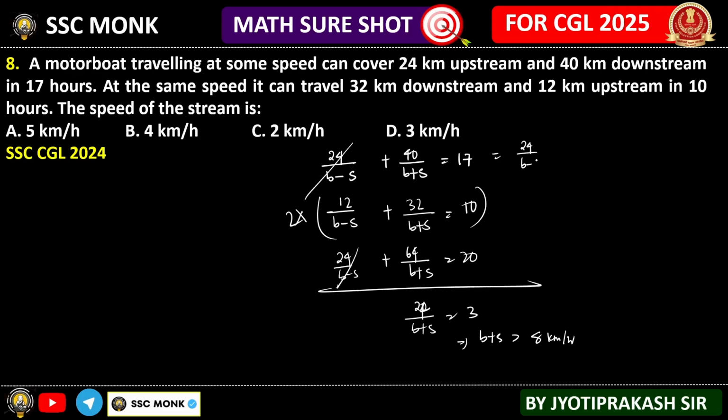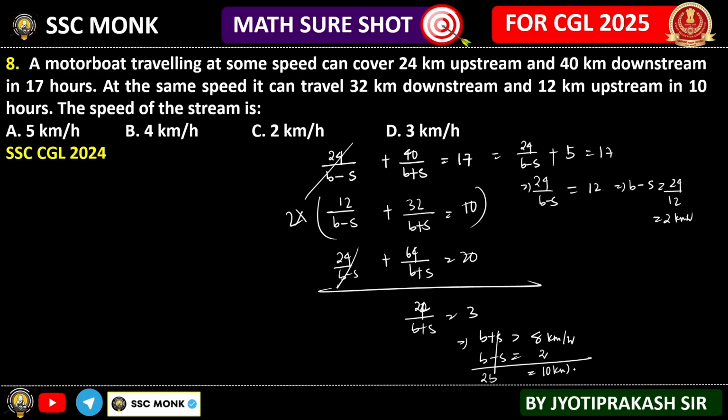So 24/(b minus s) plus 40/8 is equal to 17. Or I can write 24 divided by (b minus s) is equal to 17 minus 5, 12. Or I can write b minus s is equal to 24 by 12, that is equal to 2 km per hour. Sir, b plus s is equal to 8 km per hour, b minus s is 2. So 2b, if I add it, I will get 10 km per hour. So the value of b is equal to 5 km per hour.